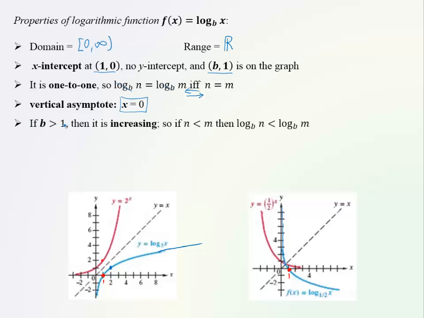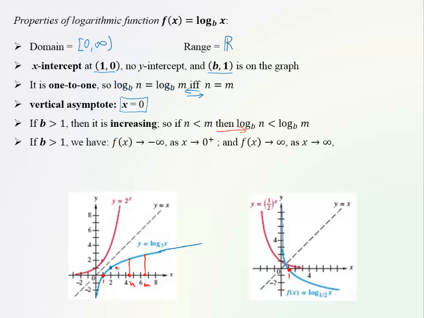If b is bigger than 1, for example, as on the first graph, then the function is increasing. It is increasing from left to right. So if we choose 2 points, any 2 points on the x-axis, one lower than the other, then the values are in the same order. The value at n is lower than the value at m. So the inequalities are preserved.